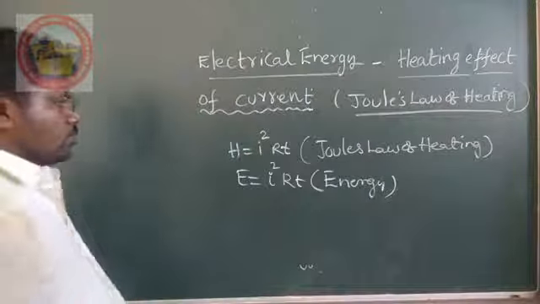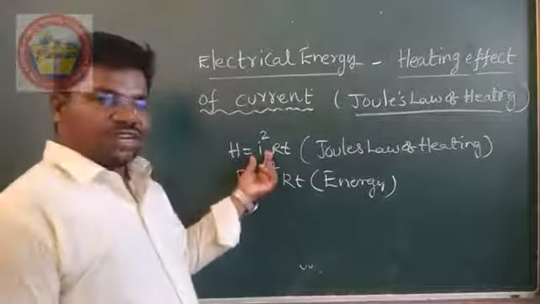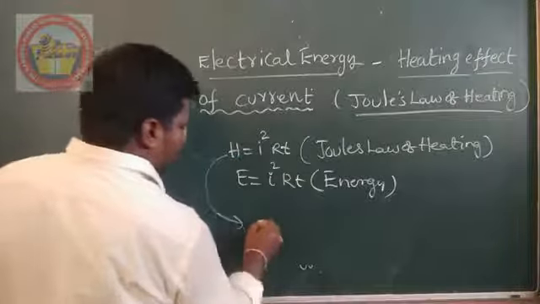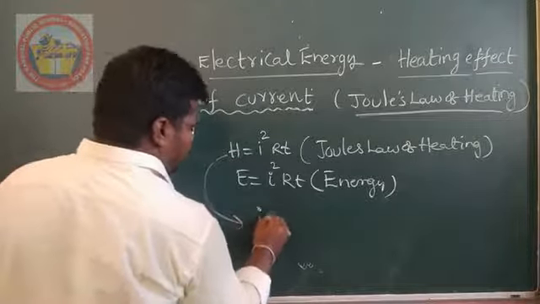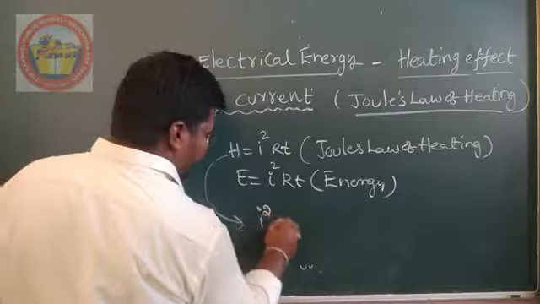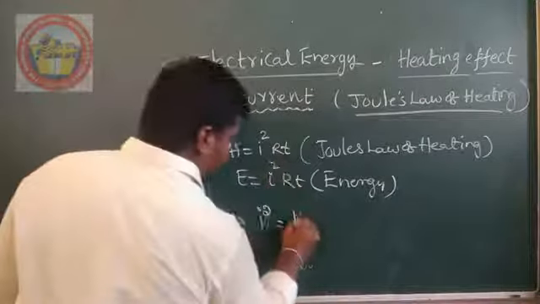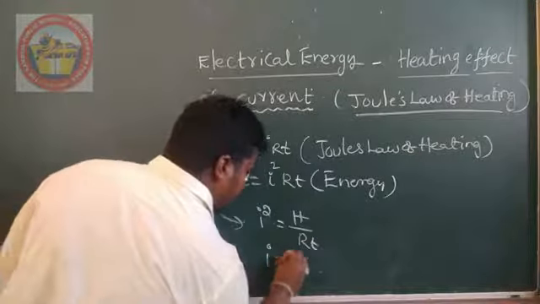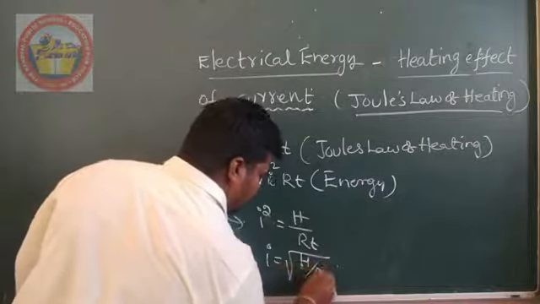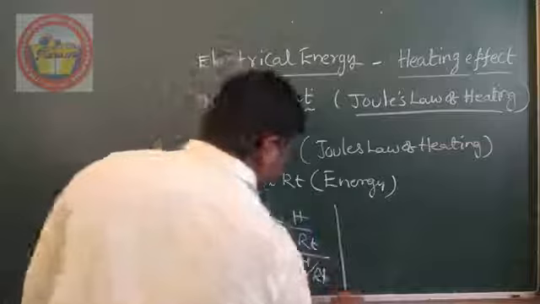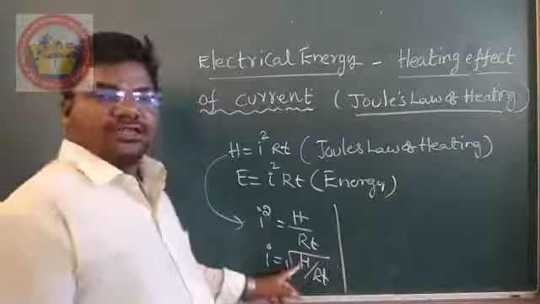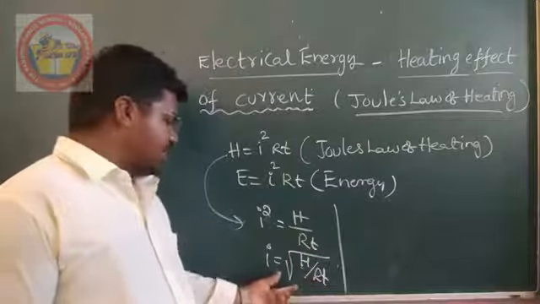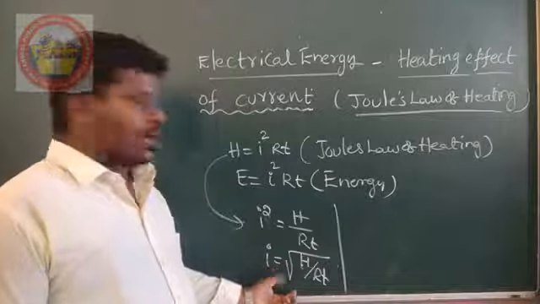Okay, so now how can we find current? From this, I square is equal to H divided by RT, so I is equal to root of H by RT. Understand? H is the heat energy, R is the resistance, T is the time. From this expression, we can find current.